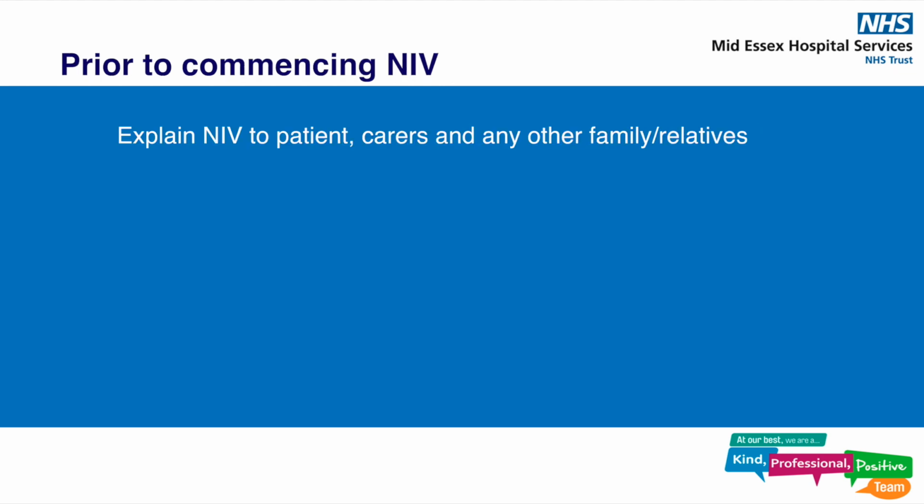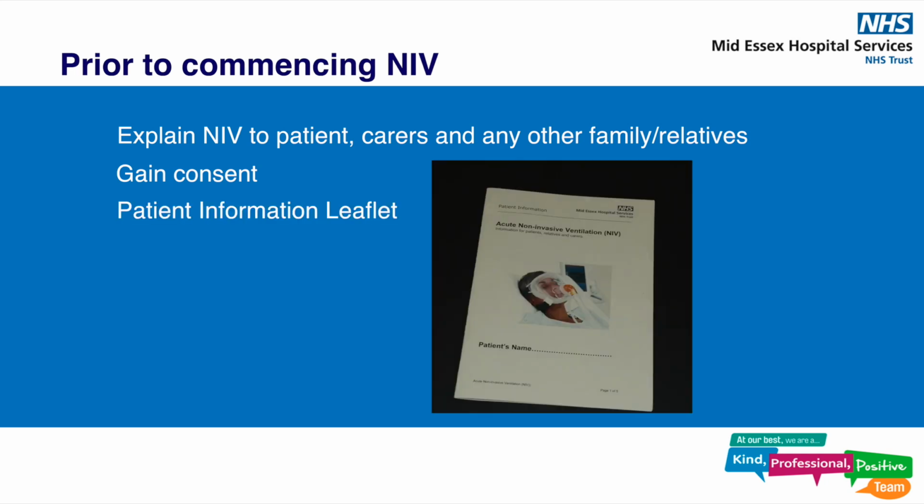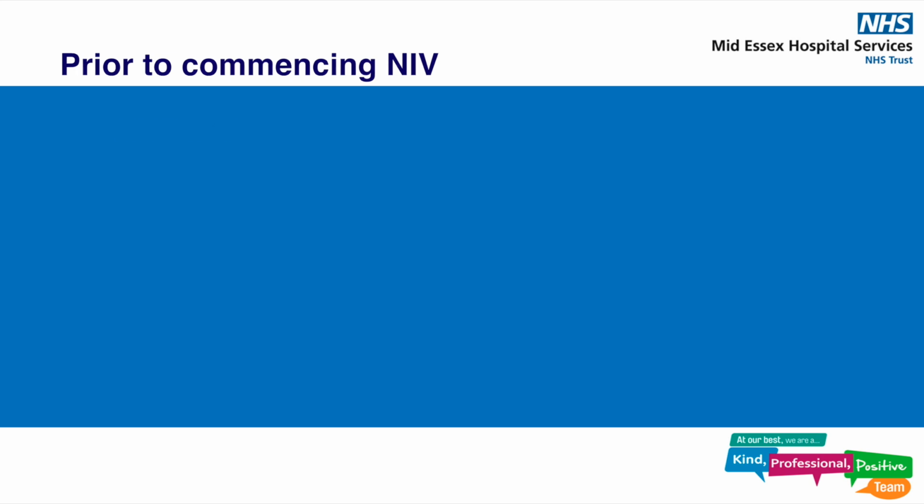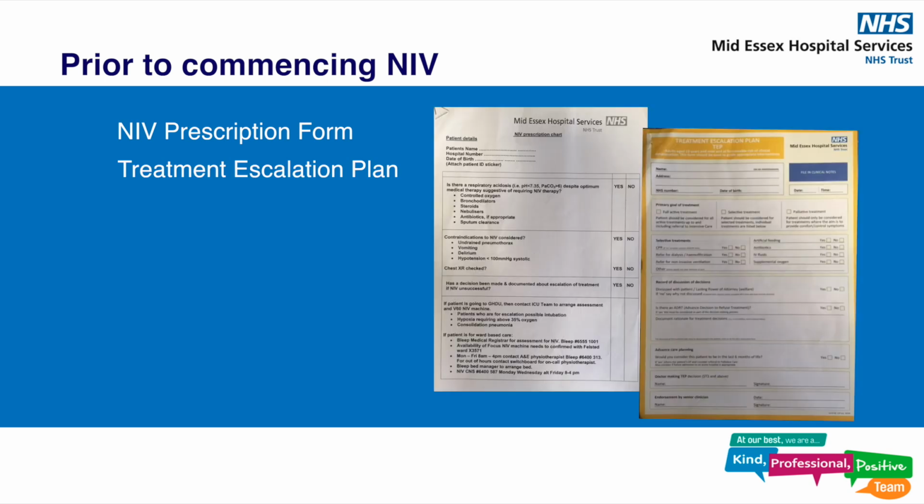Prior to commencing NIV, explain the process to the patient, carers, and any family that are present, then gain consent. You can also provide them with an NIV patient information leaflet, the NIV prescription form, and a treatment escalation plan needs to be completed by the medical team. All of these documents can be found on Fearing Ward alongside the NIV machines and in A&E resus.